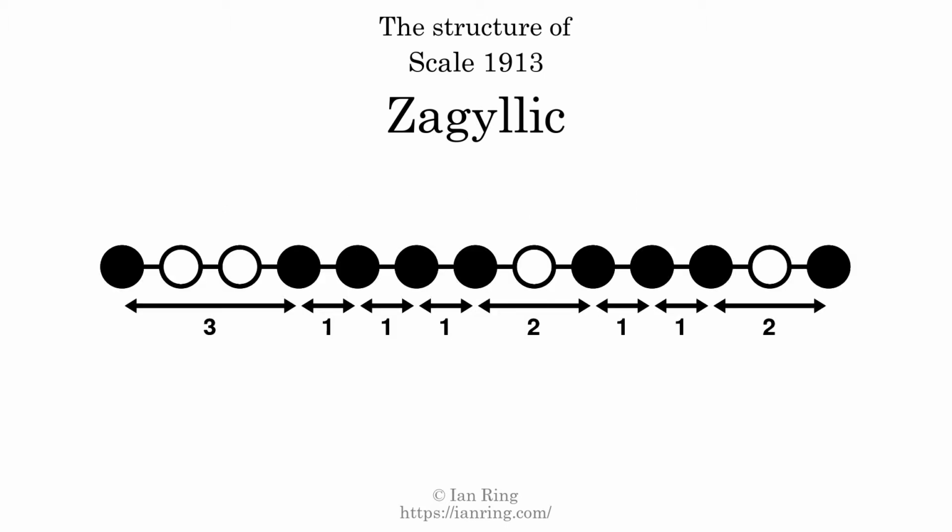The structure of a scale is a description of the interval distance between each successive tone. This scale has a structure of 3-1-1-1-2-1-1-2.